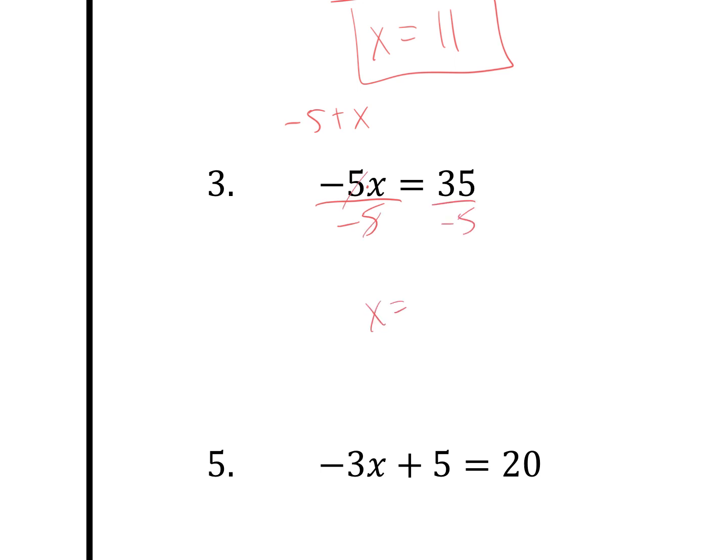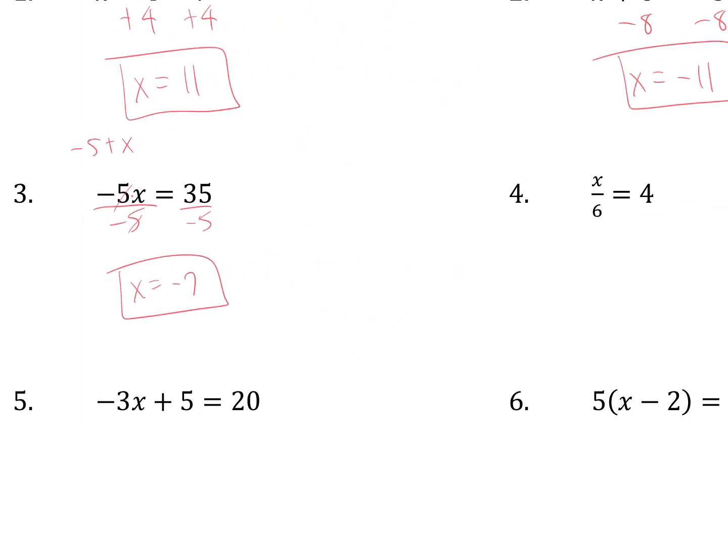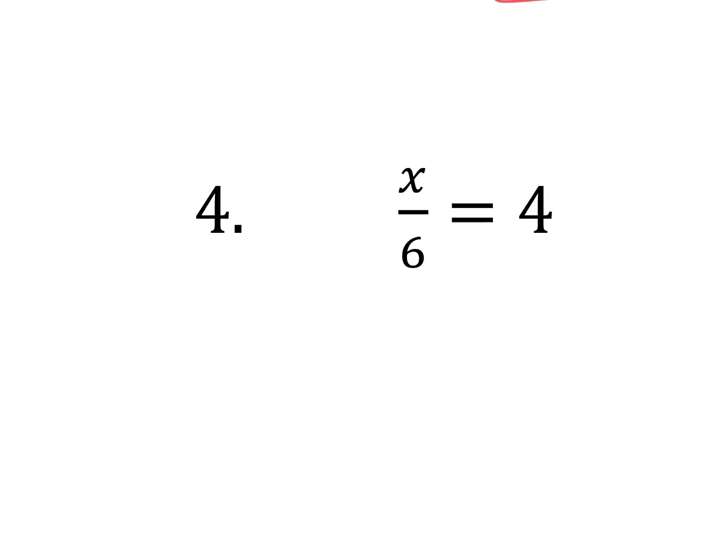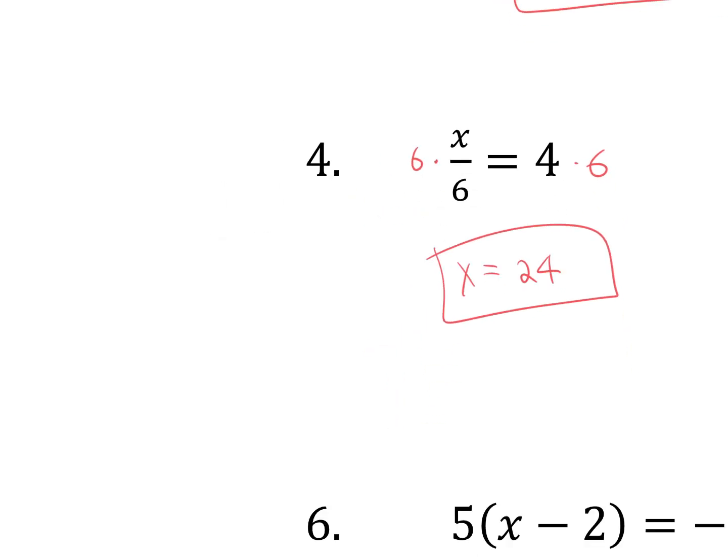So we get x equals, what's 35 divided by negative 5 going to be? It's going to be negative 7. All right, how about number 4? We got x over 6 equals 4. How do we undo dividing by 6? We're going to multiply by 6. So we get x equals 4 times 6 is 24. All right, very cool.